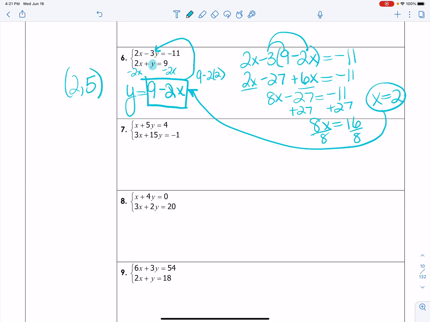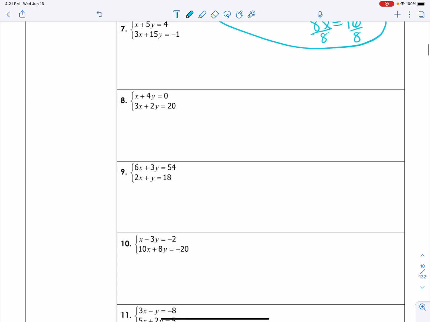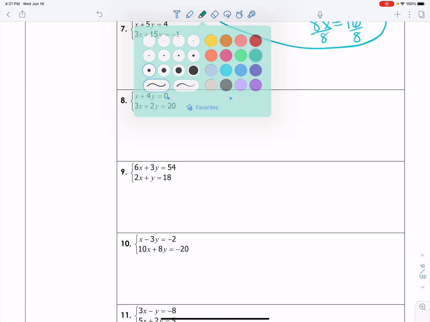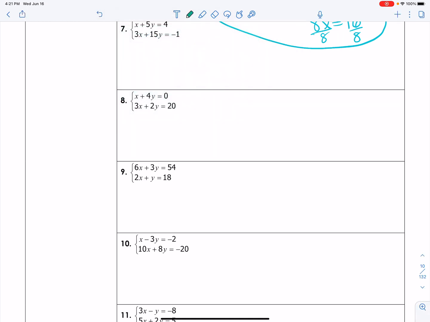All right, we're going to jump down to number 9. Again, none of them are solved. So I would take a second and say, which one would be easiest to solve? Wouldn't this y almost be by itself? I just have to minus 2x. So I end up with y equals 18 minus 2x. I'm going to box this and put it in for y.